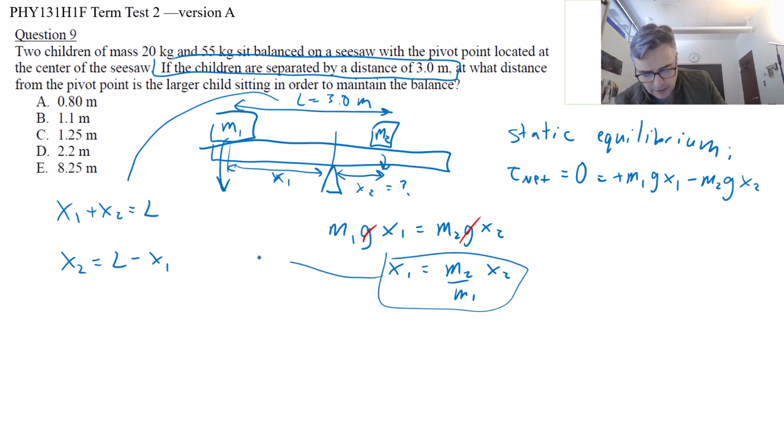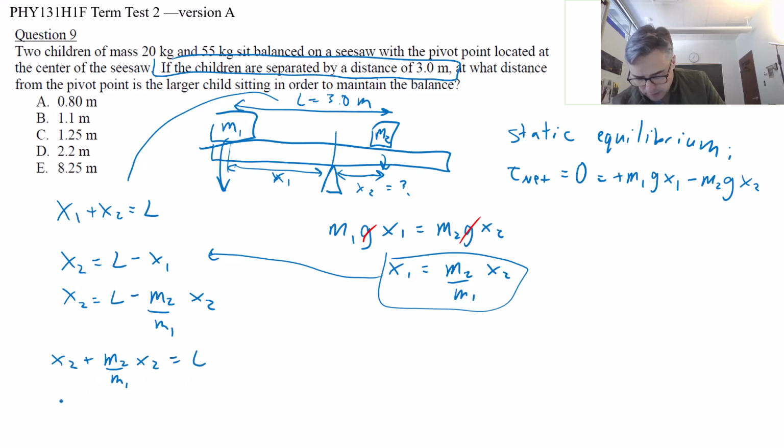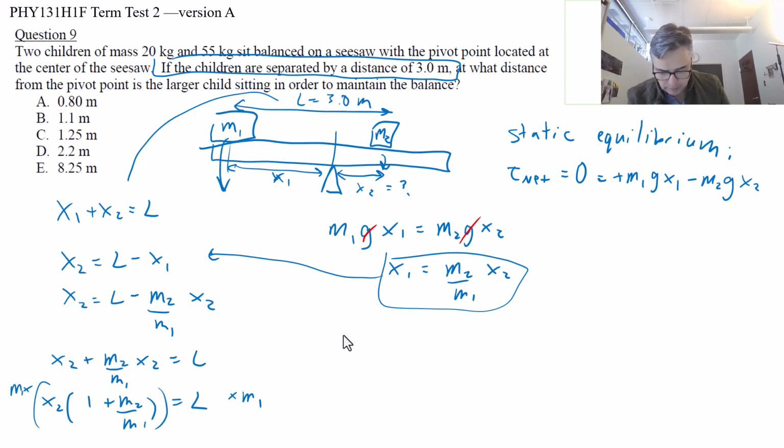We have an equation for that, so we'll plug it into there. X2 is equal to L minus M2 over M1 times X2. Gather like terms on this side of the equation: X2 plus M2 over M1 times X2 equals L. Pull out a factor of X2. Maybe I'll multiply both sides by M1 just to make it look a little nicer.